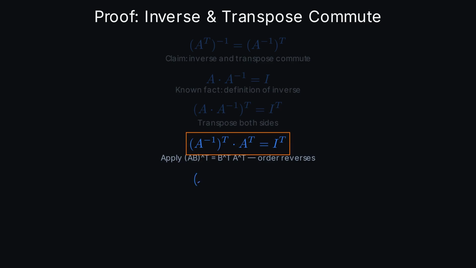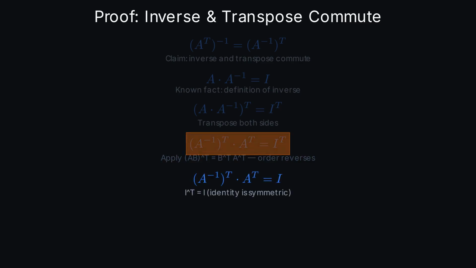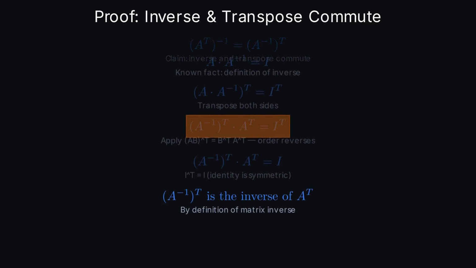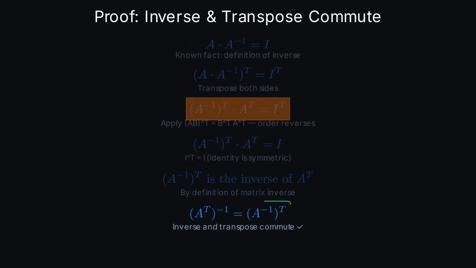On the right side, the transpose of the identity is just the identity itself, since the identity matrix is symmetric. Now read the resulting equation. A inverse transpose times A transpose equals the identity. By definition, this means that A inverse transpose is the inverse of A transpose, and we are done. The inverse of A transpose equals the transpose of A inverse. They are two names for the same matrix.